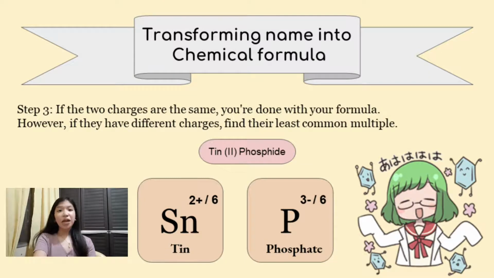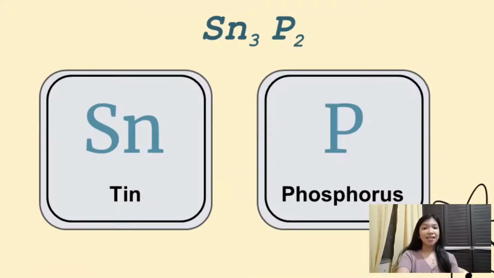Step 3. If you ended up with 2 same charges, then you're done with your formula. However, if you ended up with 2 different charges, you have to find their least common multiple. Similar to our case, the least common multiple of 2 and 3 is 6. So we have to divide 6 by those two numbers, and then you will get Sn3P2 as the formula of tin(II) phosphide.